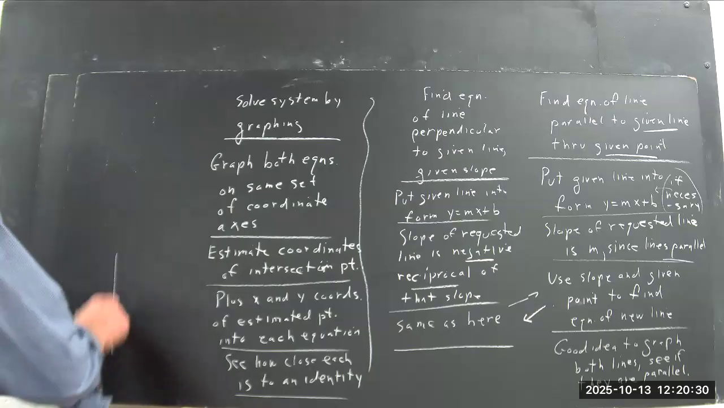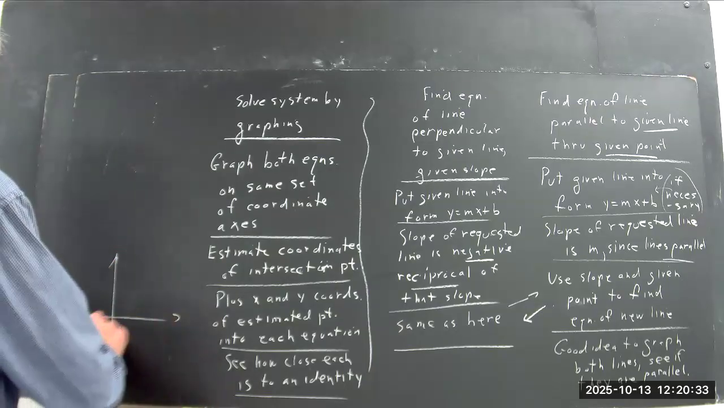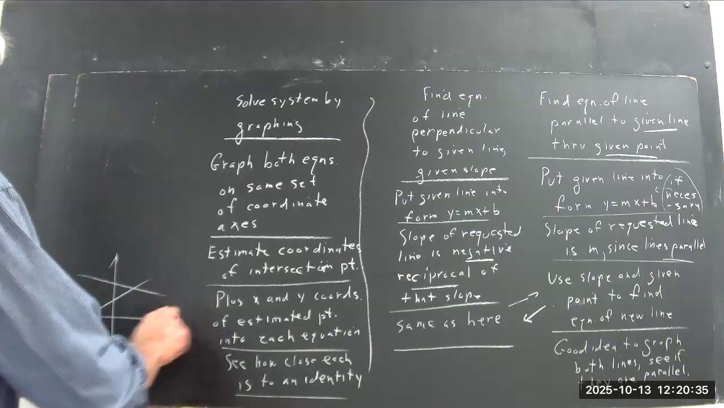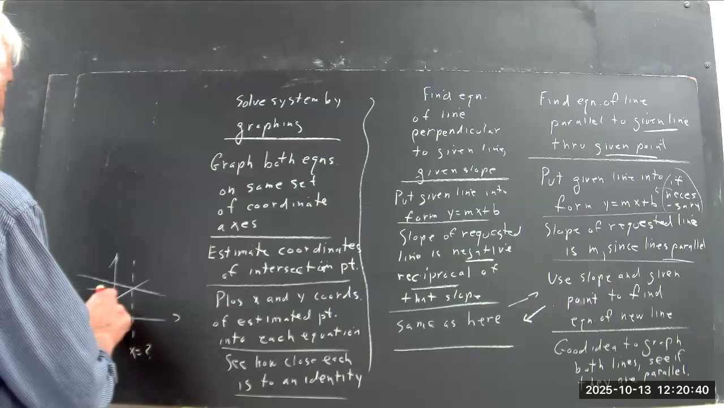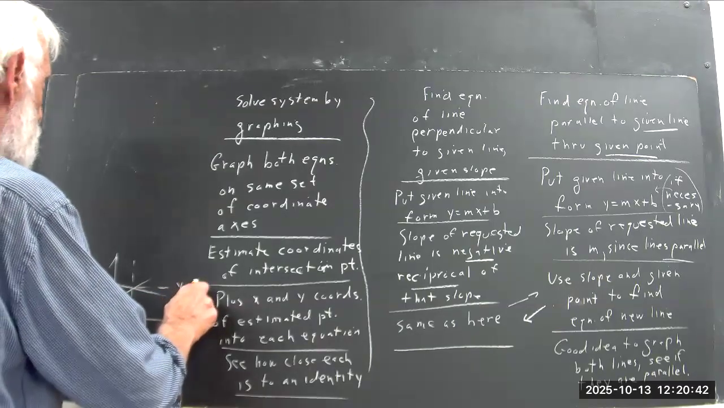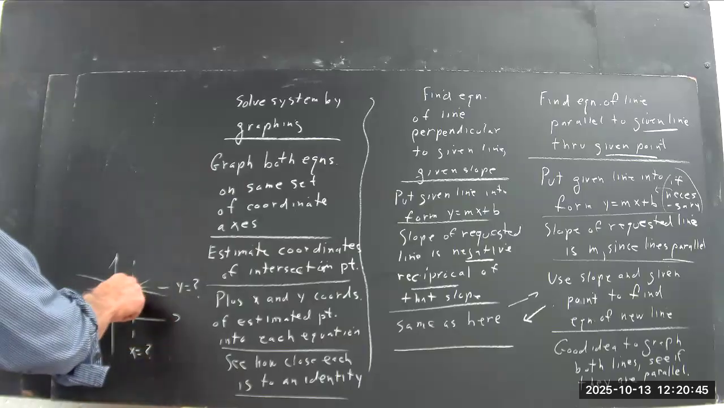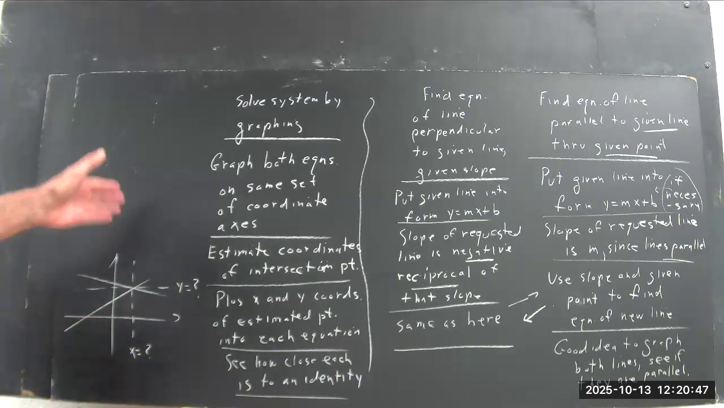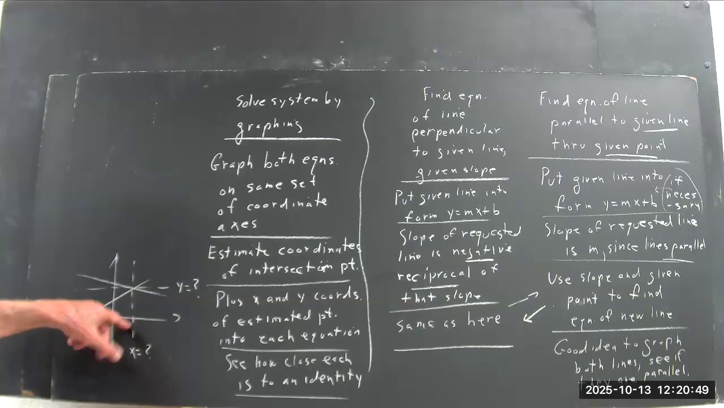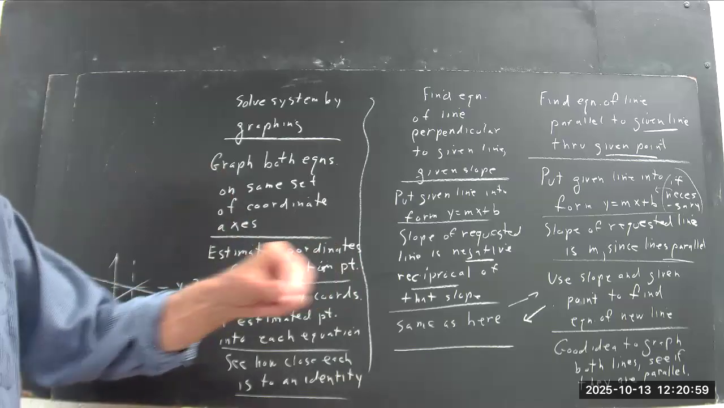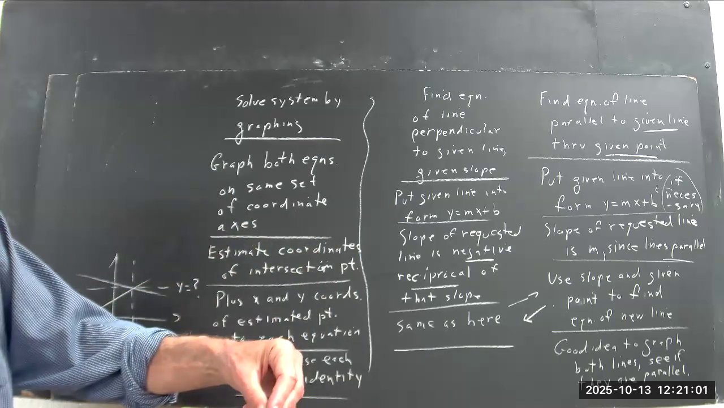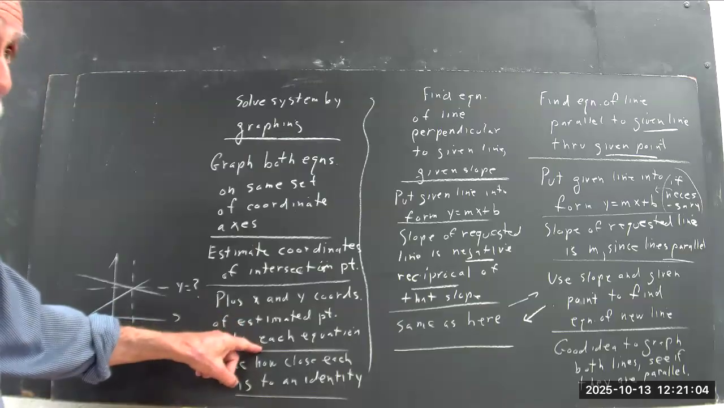And it's going to look something like this. You may have an equation like this, and maybe one like this. Here's your intersection point. You want to find the x coordinate and the y coordinate, plug them in. Ideally, both of your equations will give you an identity. When you simplify them, same number on each side. You're going to get numbers when you plug these in.